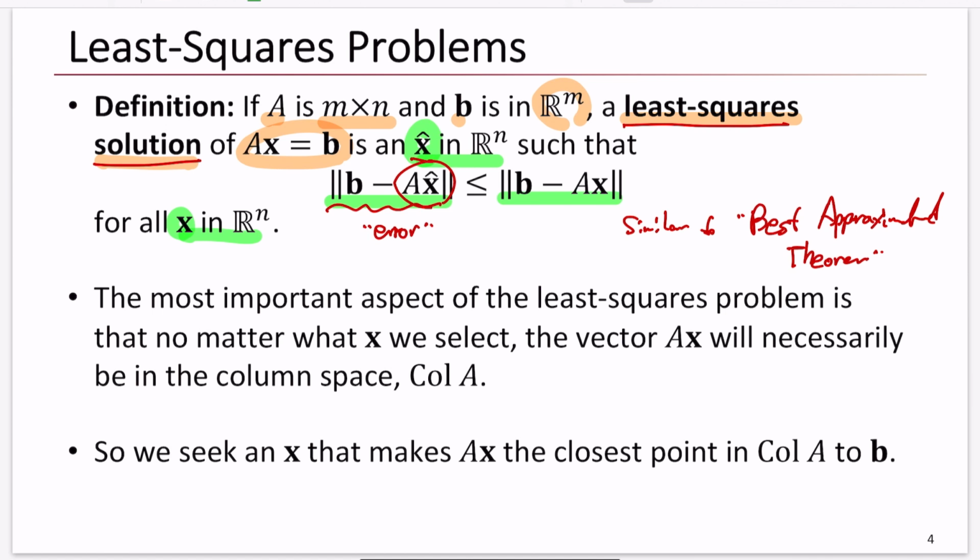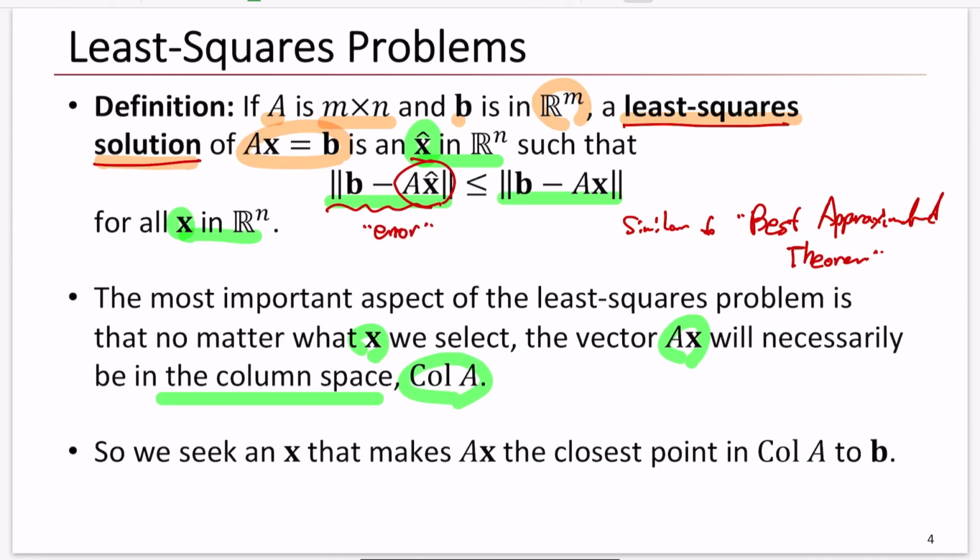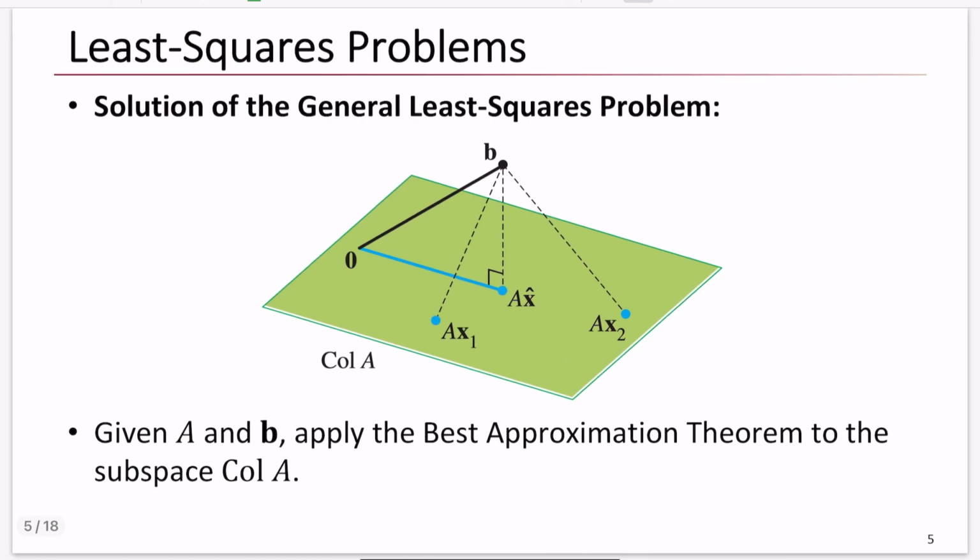The most important aspect of a least square problem is that no matter what x we select, the vector Ax will necessarily be in the column space of matrix A. Let's go back to lecture 9. The question is which point, within the column space, is closest to b, which is outside of this space. So we seek x that makes Ax the closest point in the column space of A to b. We already discussed this in the best approximation theorem.